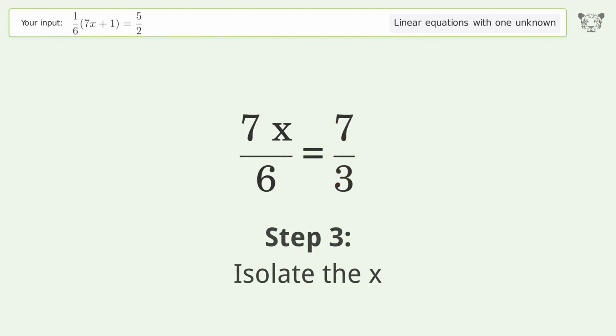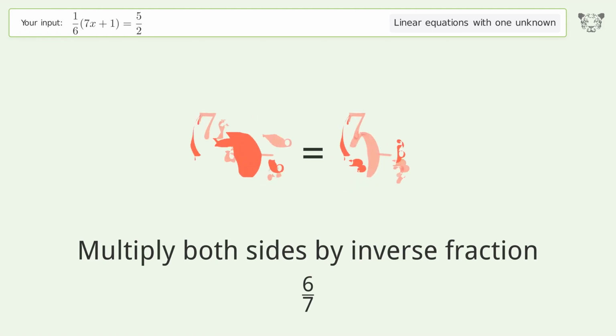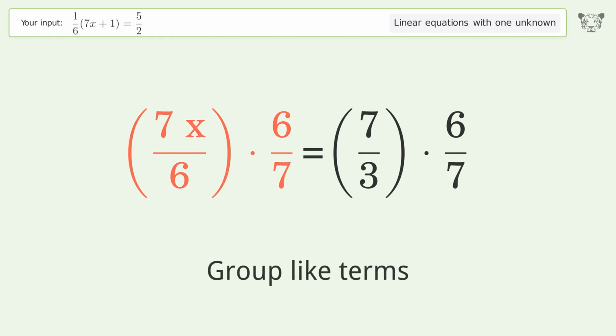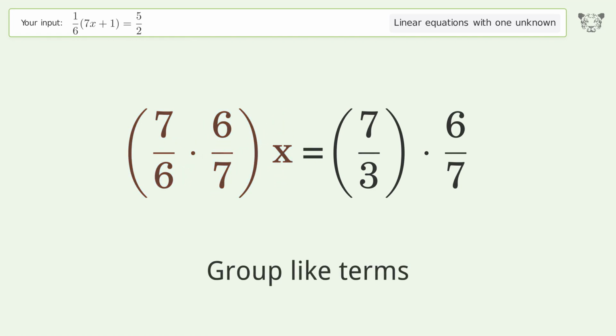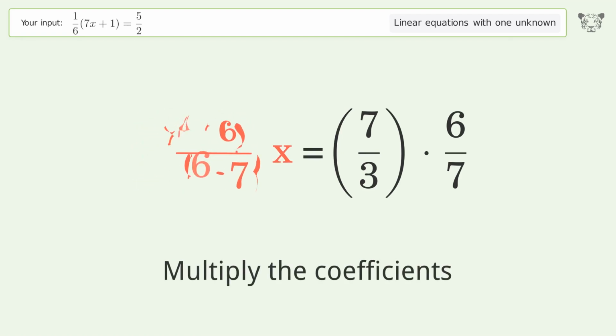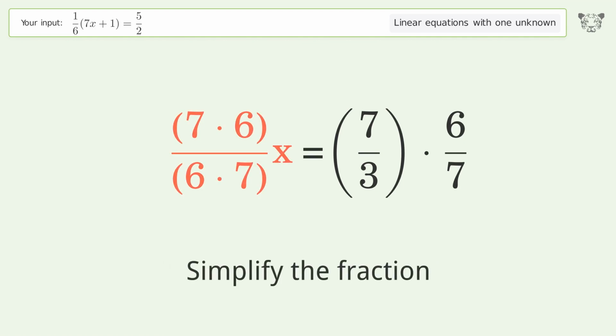Isolate the x. Multiply both sides by inverse fraction 6/7. Group like terms. Multiply the coefficients. Simplify the fraction.